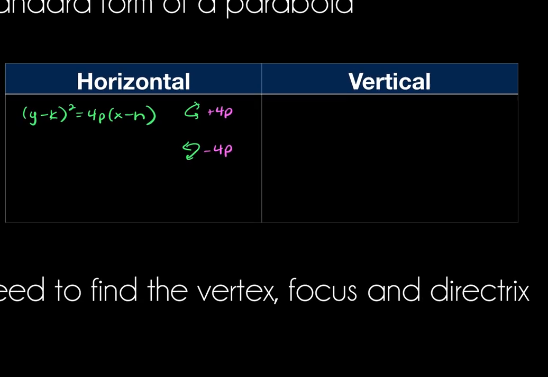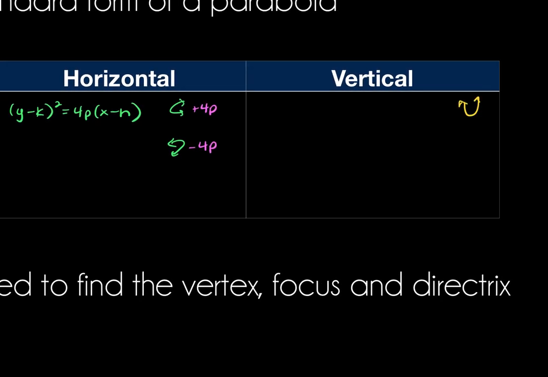A vertical parabola points up or down. And for these, it's (x minus h) squared equals 4p(y minus k). Positive 4p points up, negative 4p points down. Remember, there can be nothing on the front of the squared term. So if there was something there, you'd need to move it to the other side. And if there was something attached to the variable, you would have to factor it out.